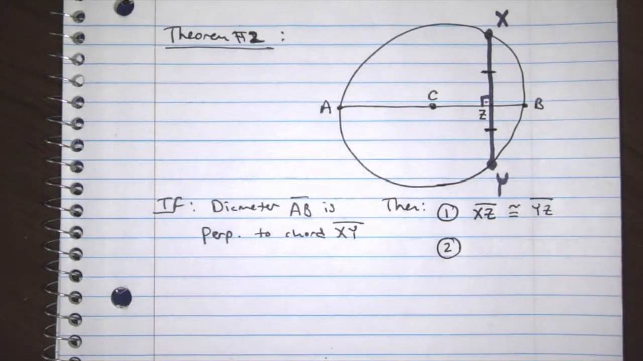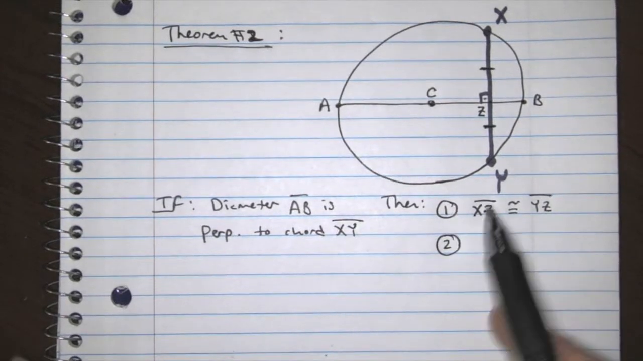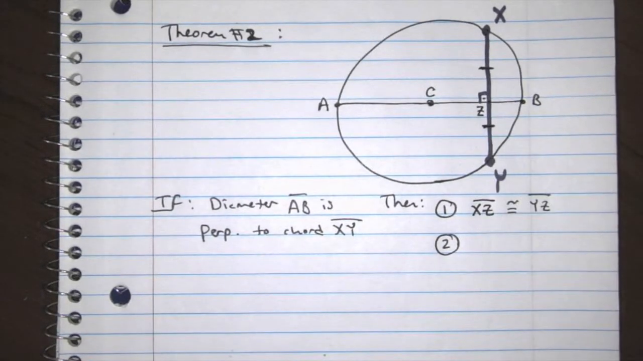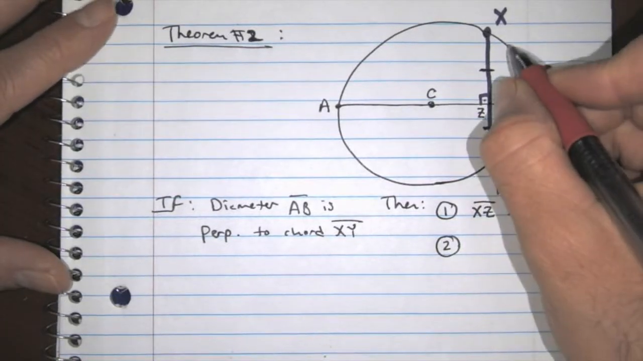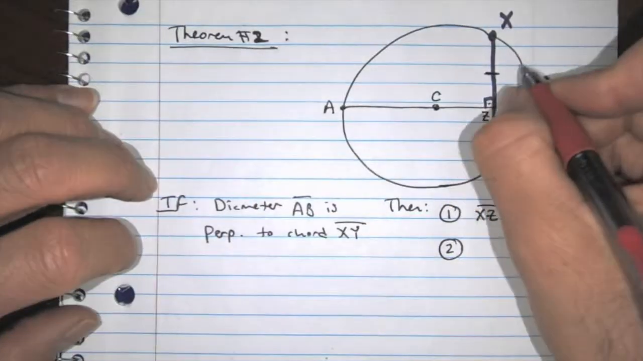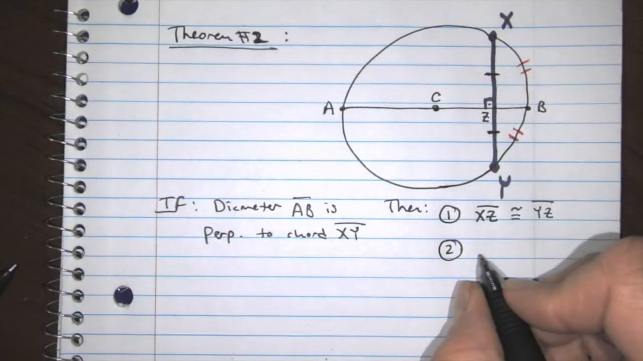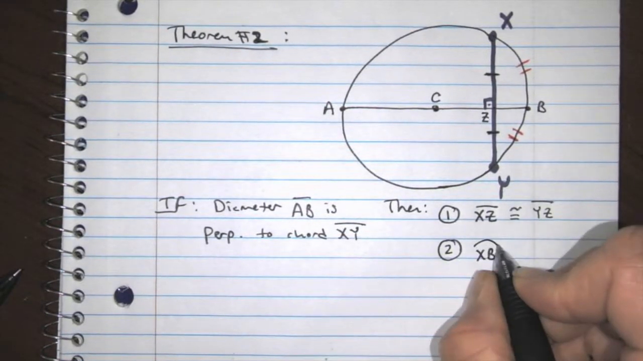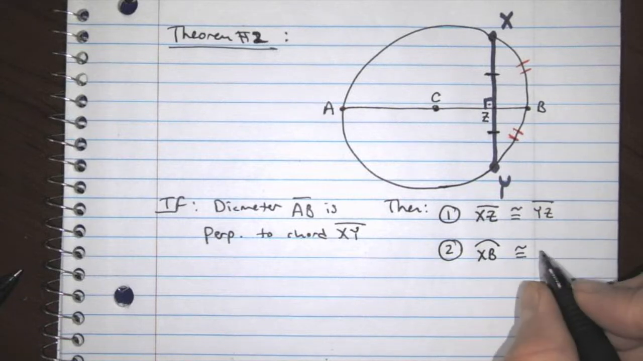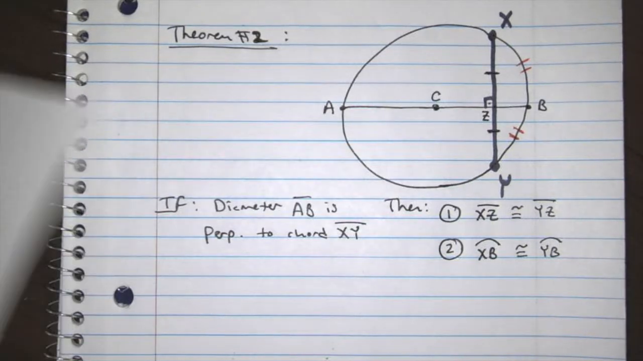There's the first part. This is the two-part theorem. If a diameter is perpendicular to a chord, then it's going to cut the chord into two equal pieces, and it's going to cut the arc into two equal pieces. So if these two are the same, these two arcs are also going to be the same. Let's do a double tick mark right there. Then arc XB is going to be congruent to arc YB. That's it. Nothing fancy. Not too shabby.